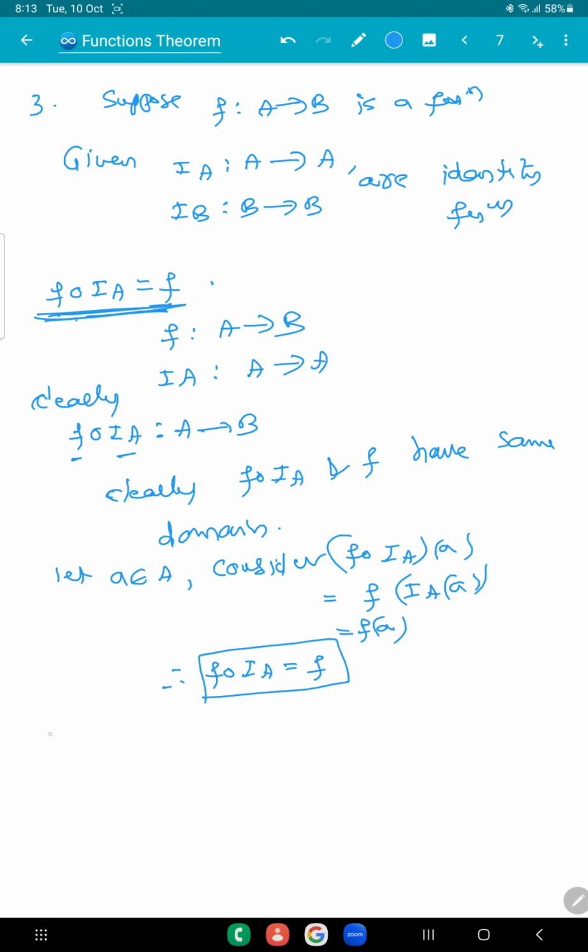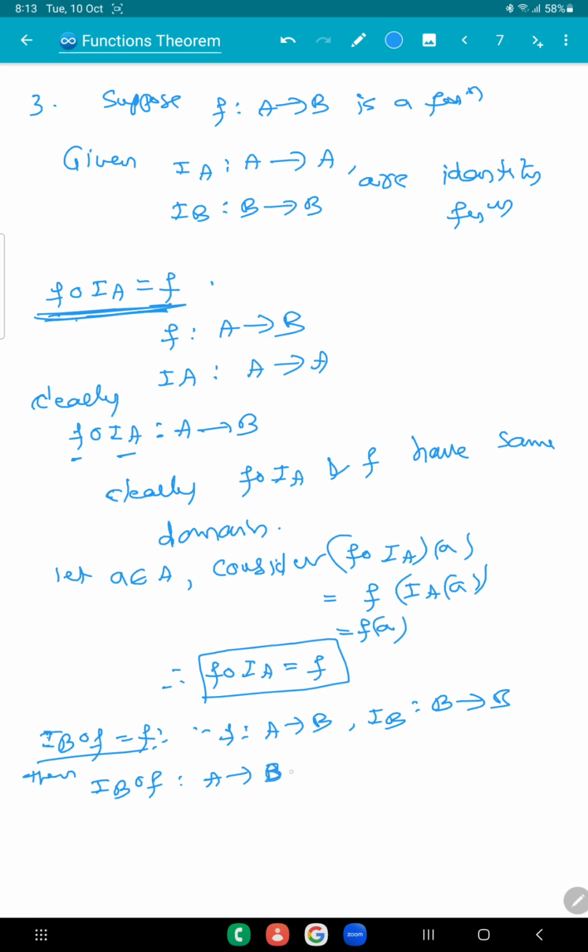Next we need to show that the identity function on B ∘ F is equal to F. Since F is from A to B and I_B is from B to B, this composite is from A to B, because of the domain of F and the codomain of I_B. Now we need to show that their images are equal.